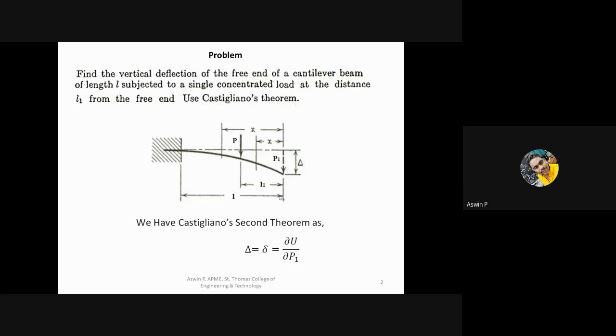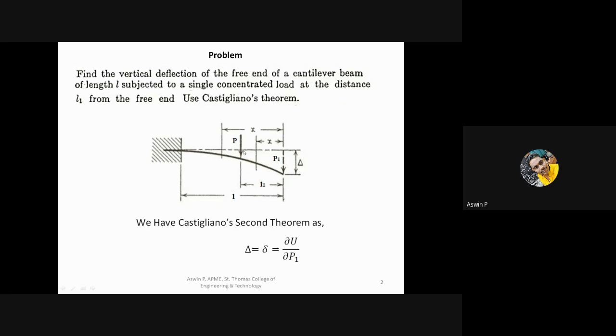Find the vertical deflection of the free end of a cantilever beam of length L, subjected to a single concentrated load at a distance L1 from the free end, using Castigliano's theorem. The length of the cantilever beam is L, the deflection to be found at the free end is delta, and we have a single concentrated load P at a distance L1 from the free end. This is the only force existing in this problem.